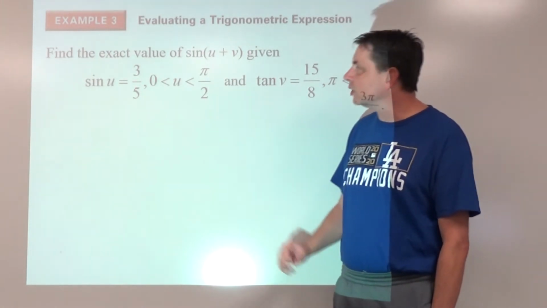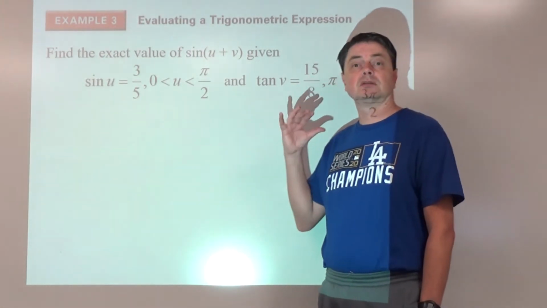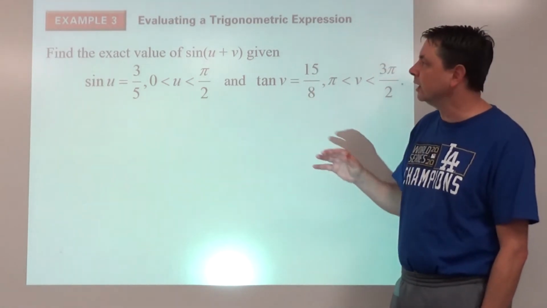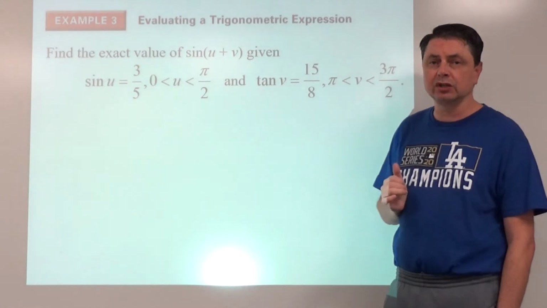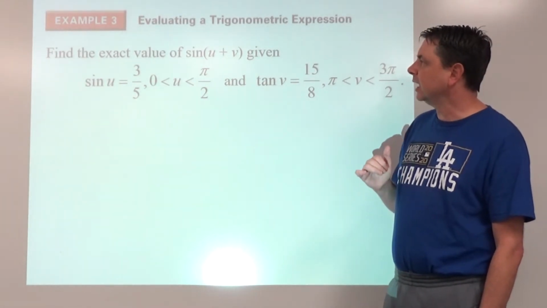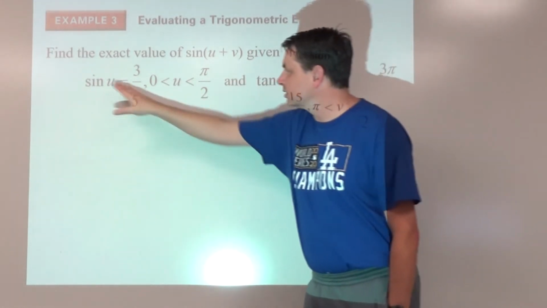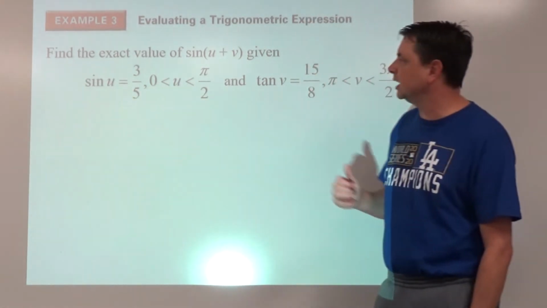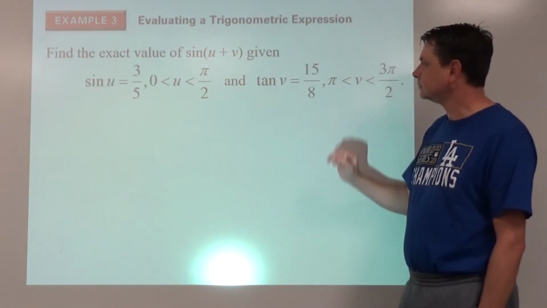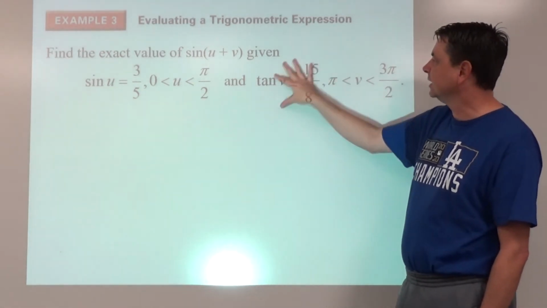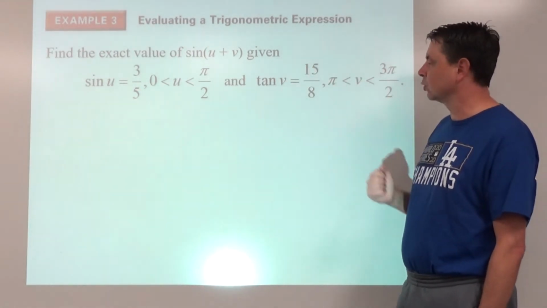Example number 3, instead of maybe having an angle to work with, we get some clues. We want to do sine of u plus v, obviously going to use the formula. And here's what we know. Sine of u is 3/5, so that's going to be helpful. It tells us the quadrant that u belongs in as well, via a hint. And then tangent of v, and then the quadrant for v.